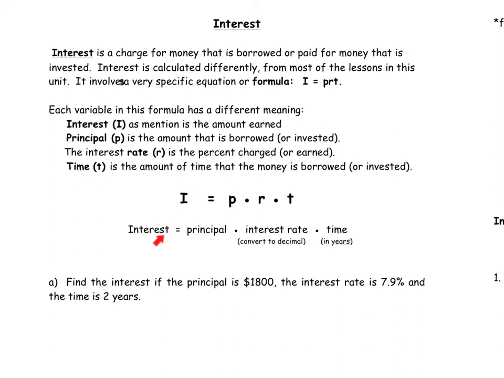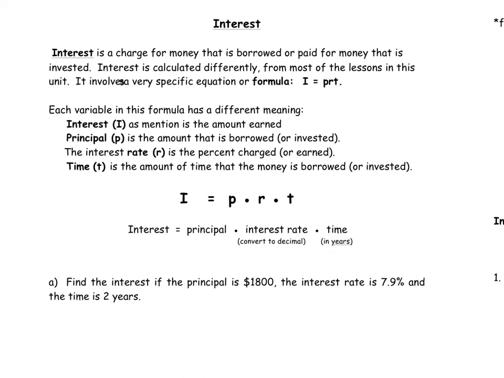So interest is what we're usually looking for. Principal is the amount of money. Interest rate, we have to convert to a decimal, just like we have in the past. And this is important. Time is in years. If they give it to us in months or anything else, we have to convert it so that it is a part of a year. So, for instance, if I had 6 months, I would need to convert that to 1/2 of a year.